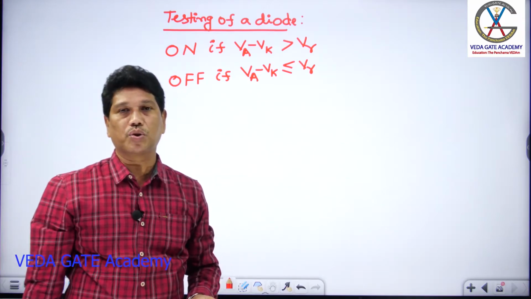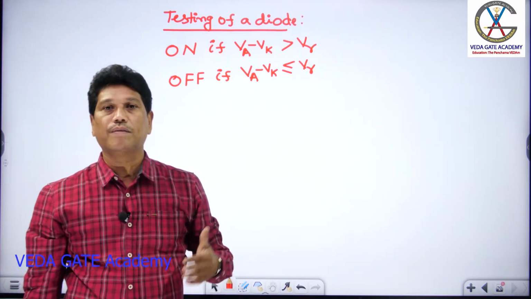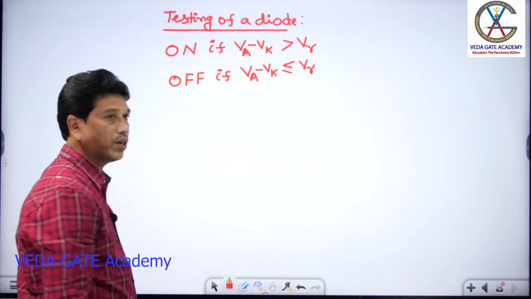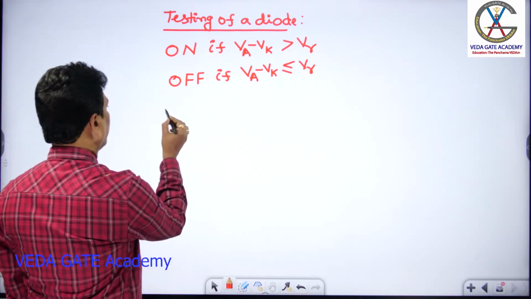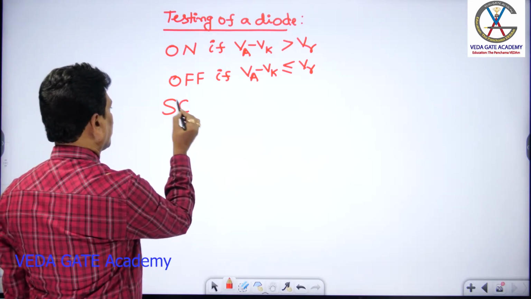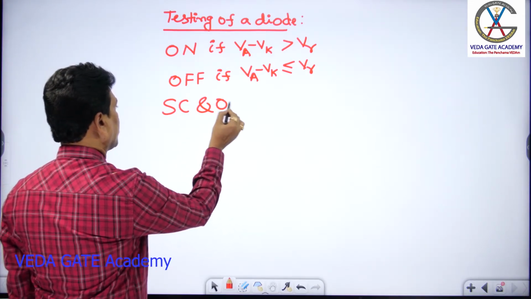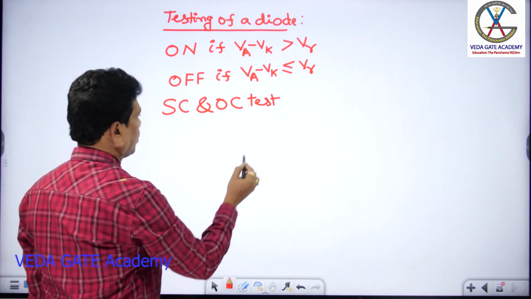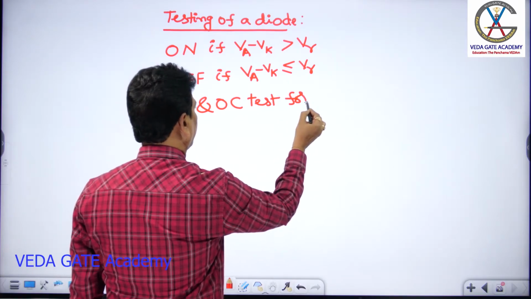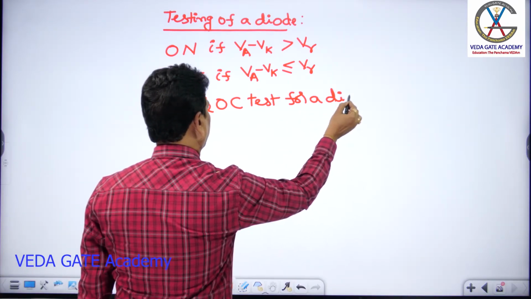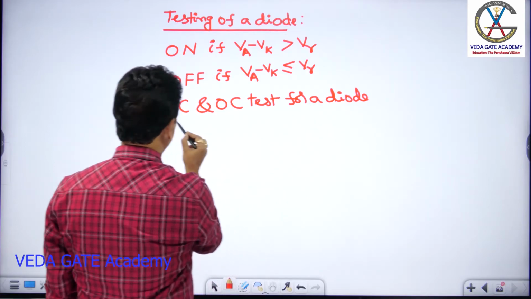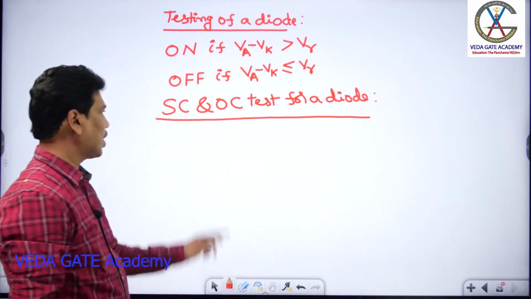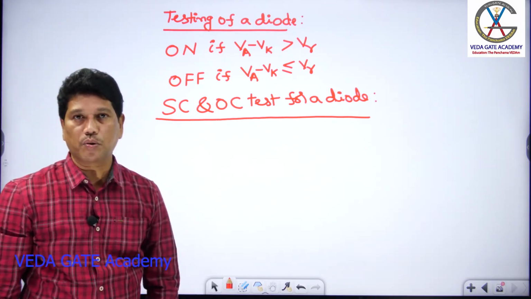Now you can also use the short circuit test and open circuit test for the diode to know whether it is on or off. So what is that, the short circuit test and open circuit test? SC means short circuit test and OC means open circuit test. So the SC and OC tests for a diode, now I can go. Using which, in a given circuit you can identify the diode to be either on or off. Short circuit test, and the other one is the open circuit test.